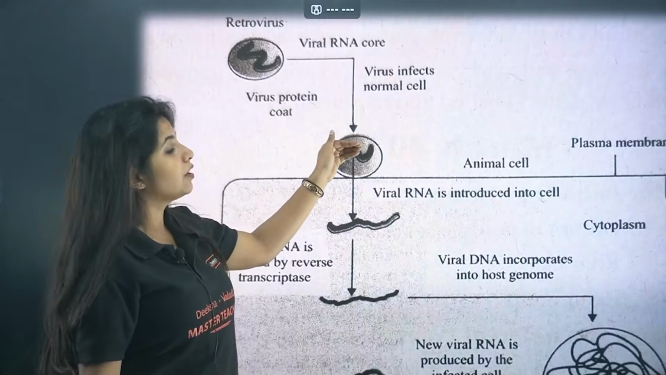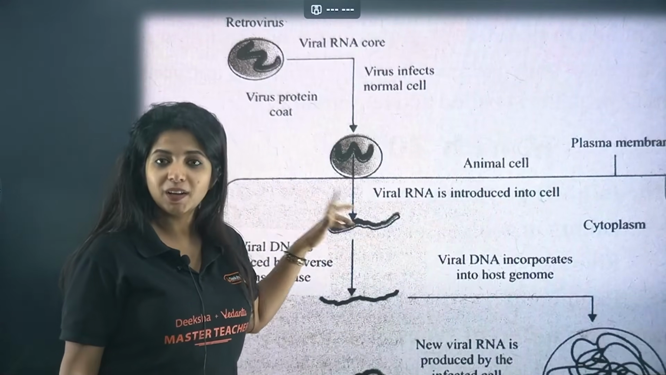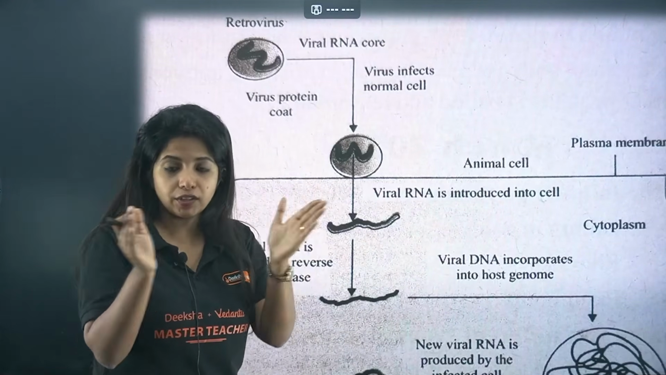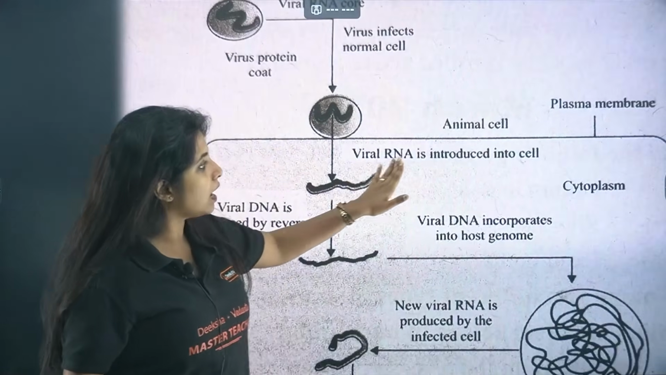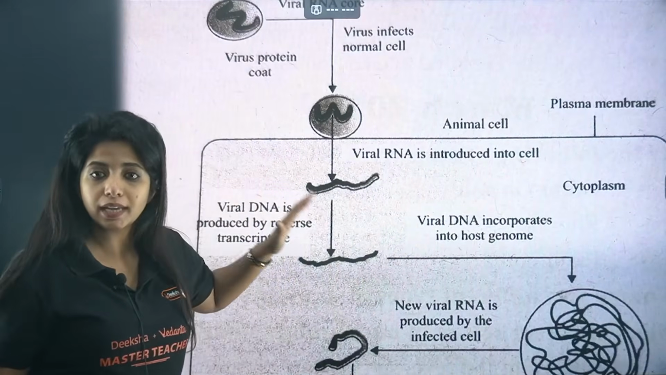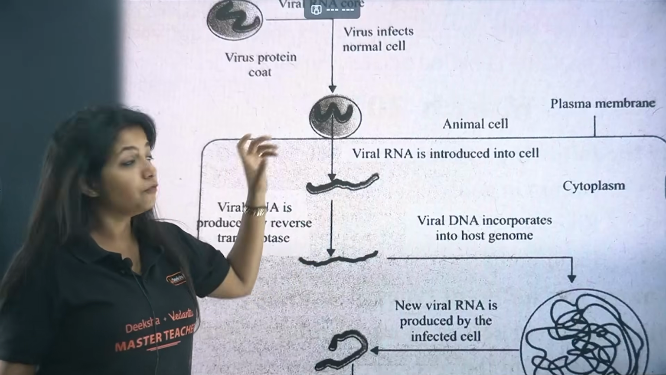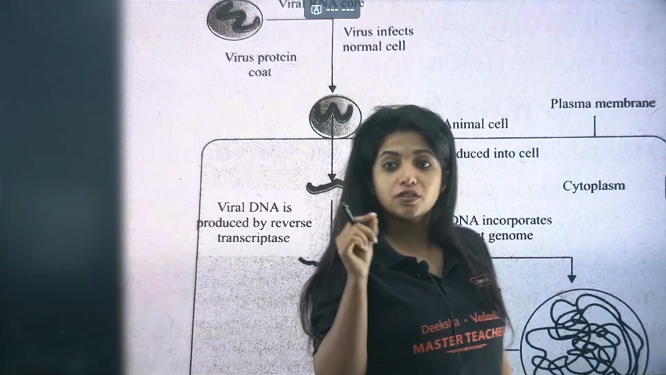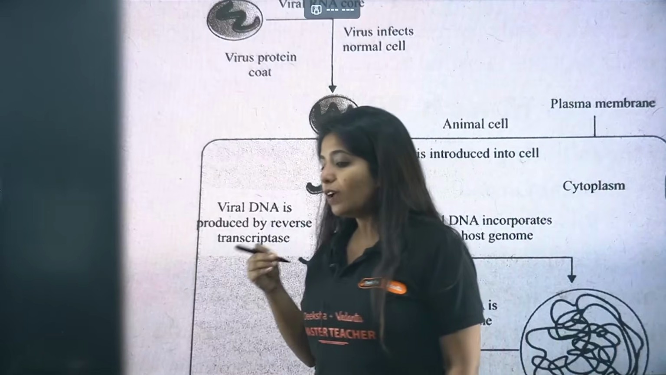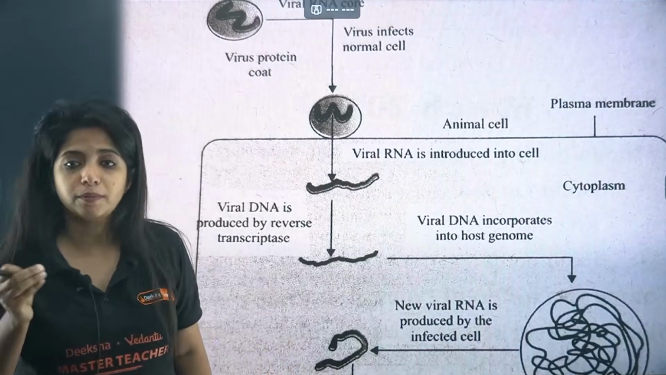What does it do? It transfers its RNA inside. Remember, both these RNA are single-stranded. They are not fused together. They are single. They transfer the RNA inside. So viral RNA is introduced into the cell. Now what happens? With the virus, they have some enzymes also with them. They have some protein structures with them. You call them enzymes. One such enzyme is reverse transcriptase.